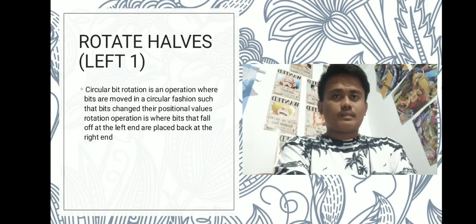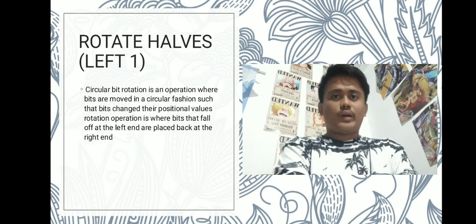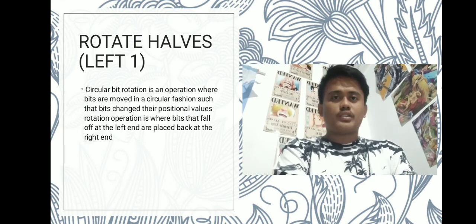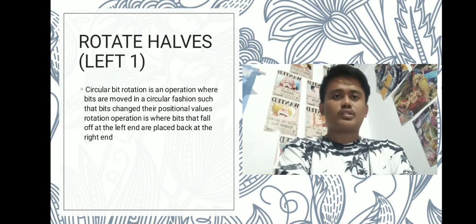Next is rotate halves left 1. Circular bit rotation is an operation where bits are moved in a circular fashion such that bits change their positional values. In a rotation operation, bits that fall off the left end are placed back at the right end.